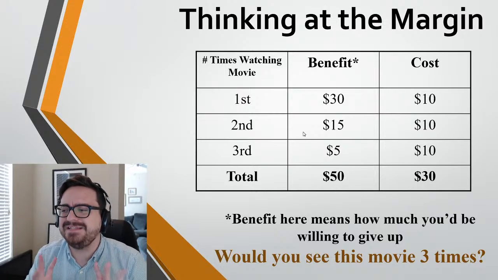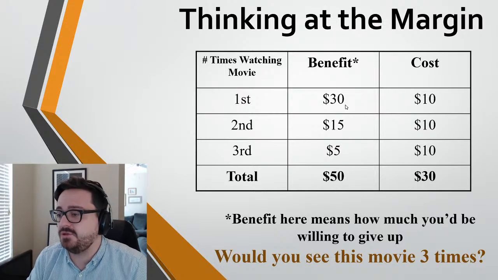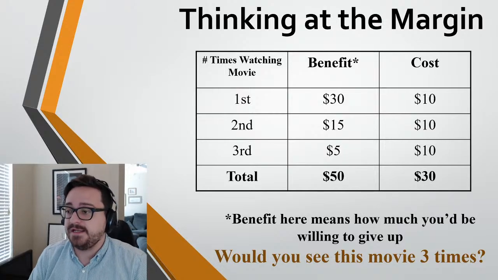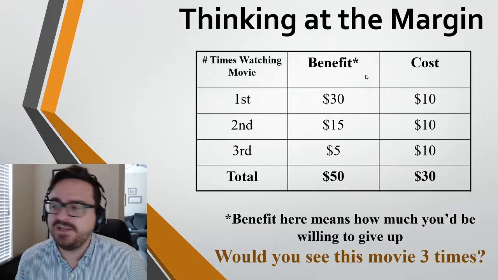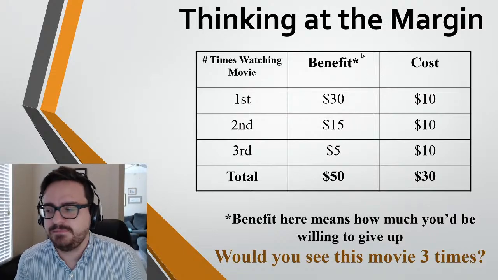So that's what I mean by it could be savings instead of gains. This person isn't getting paid $20 to go see the movie. They just saved in their head $20. That is tricky, but it's the way of thinking like, okay, benefit has to exceed cost.